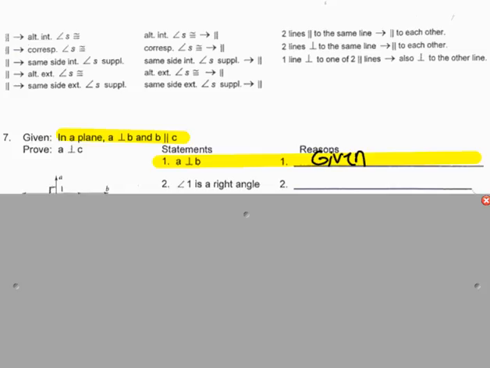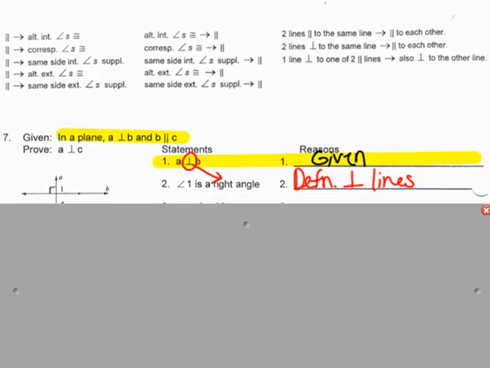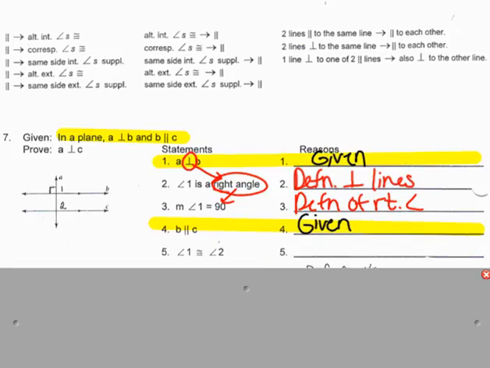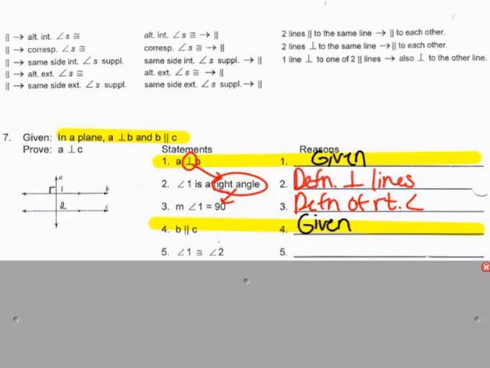So here we have perpendicular to right angle. This is a chapter 2 reason. If they're perpendicular, then it's a right angle. That's the definition of perpendicular lines. Now we have right angle to 90. Definition of a right angle. Given, sweet.